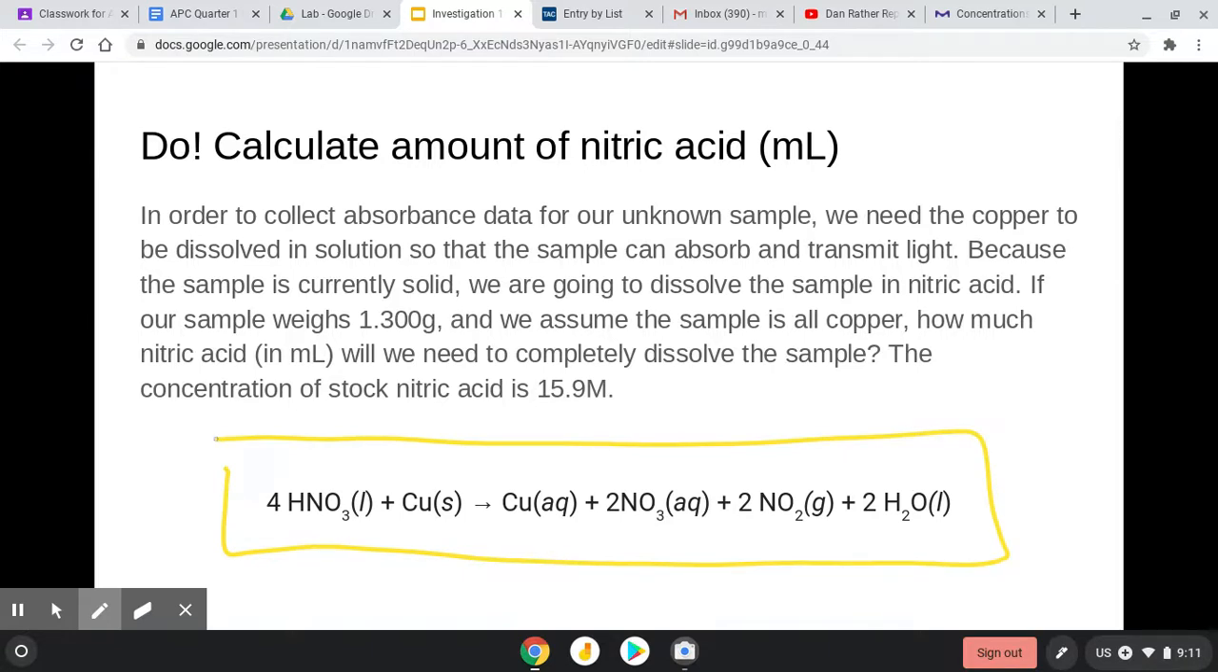And our little brass sample is going to weigh 1.300 grams. And so what I need you to do is calculate the amount of nitric acid in milliliters that we're going to need to completely dissolve our sample. So for simplicity's sake, we're going to assume that our sample is 100% copper. So you can just take the mass, assuming that's all copper, and convert it into nitric acid that we're going to need. The stock solution of our nitric acid that we have is 15.9 molar.